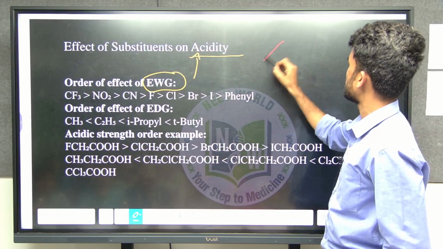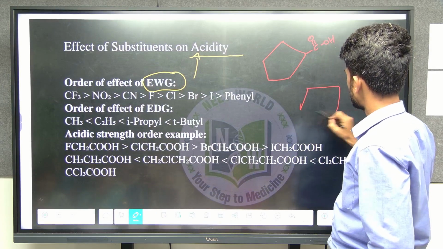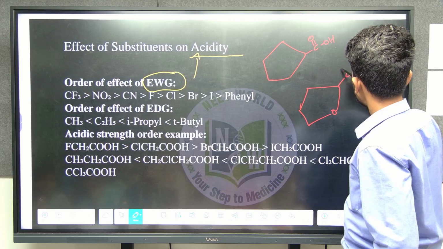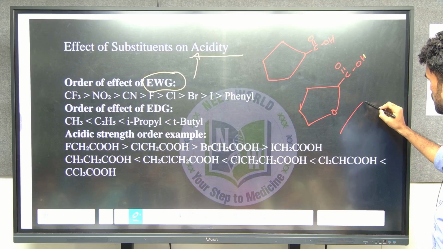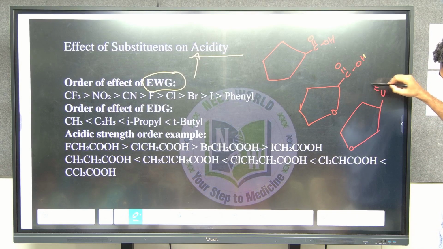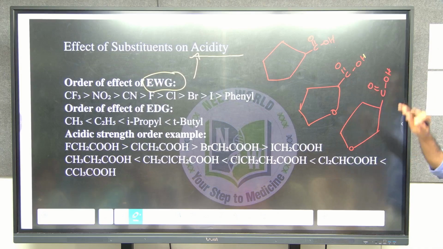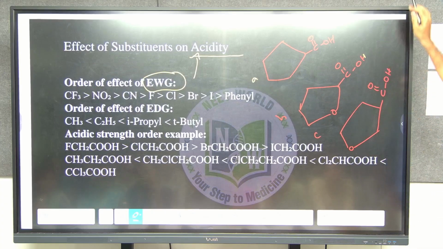See, now a simple question is given like this: COOH, COOH, COOH. This is a PYQ question. Today only I have seen this. It's very simple, but tell me which is more acidic? A, B, C. How can you answer this? If we have an electron withdrawing group, it is more acidic. Tell me, in which compound do we have an electron withdrawing group?